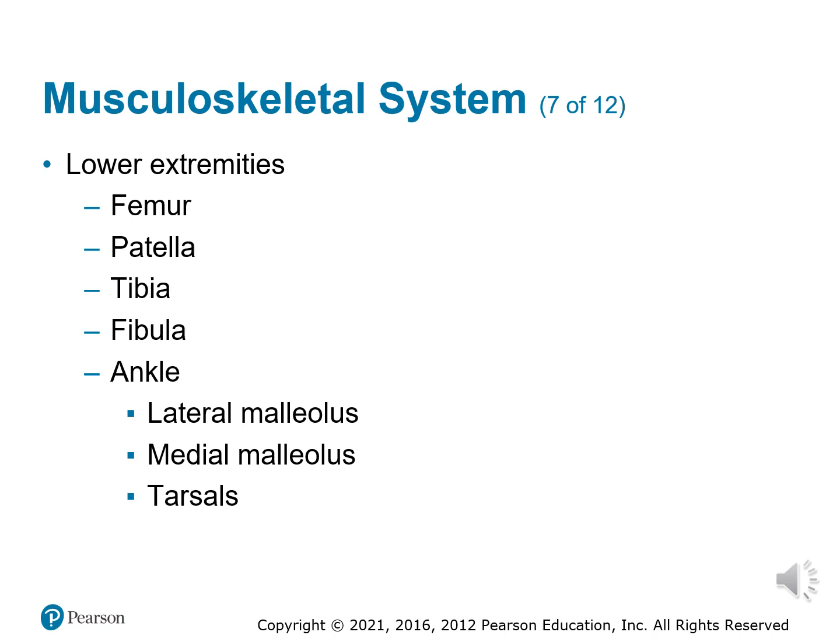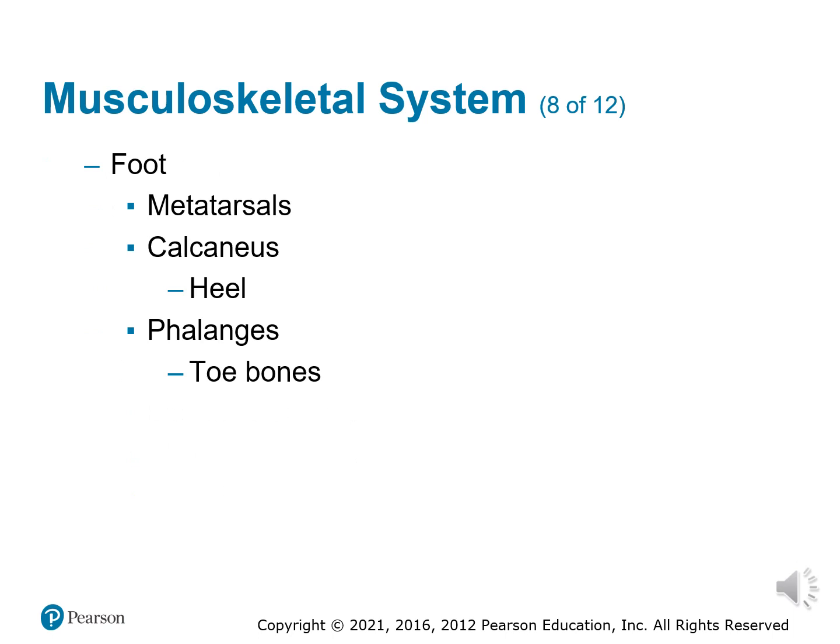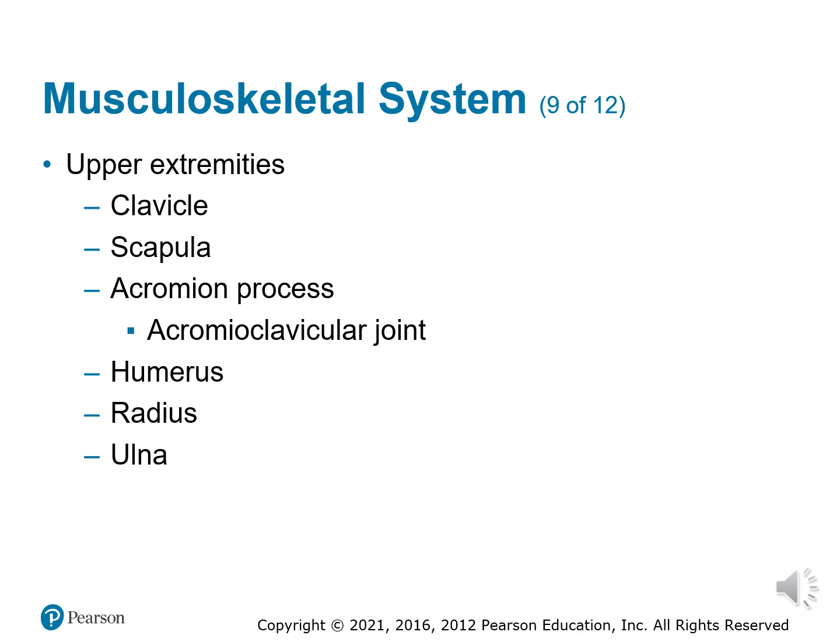And then the ankle consists of the bones which are called the tarsals, and the foot bones are called the metatarsals. And then the bones in the heel are called the calcaneus, and the toe bones are the phalanges. And you'll also notice that the phalanges are on the upper extremities in the fingers. And again, in the foot, you have the metatarsals, the calcaneus, which is the heel, and the phalanges, which are the toe bones.